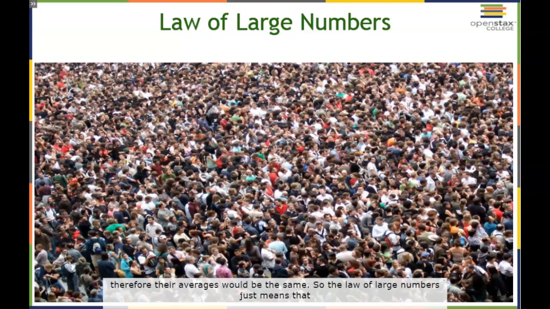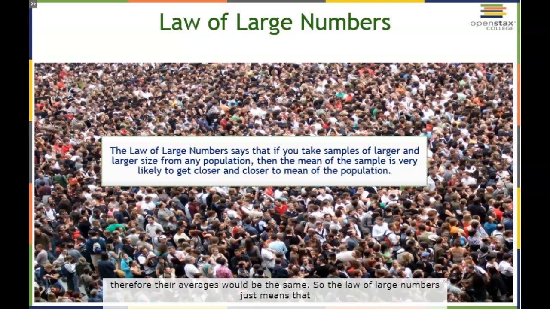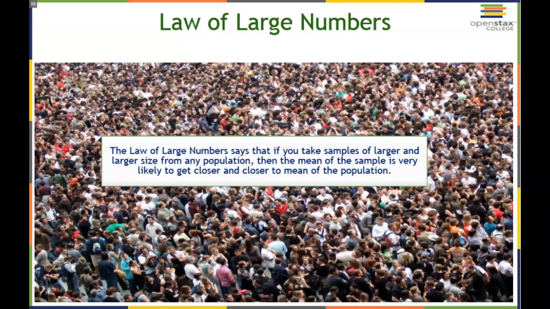So the law of large numbers just means that you take samples of larger and larger size from any population, the mean of the sample will get closer and closer to the mean of the population.